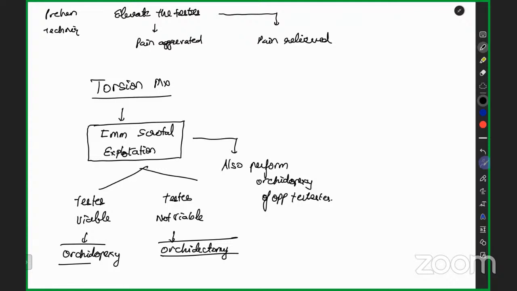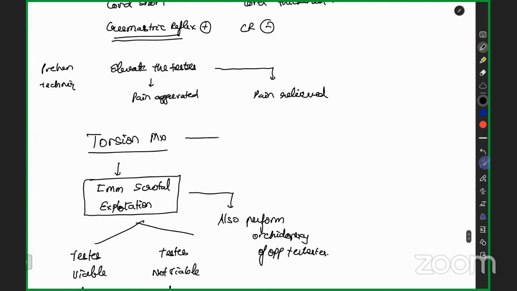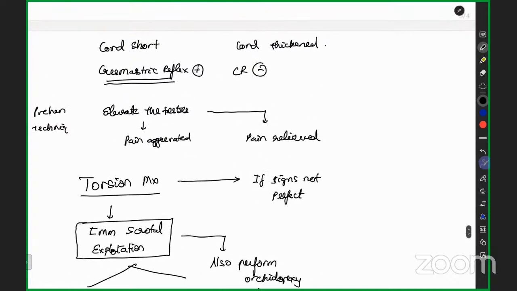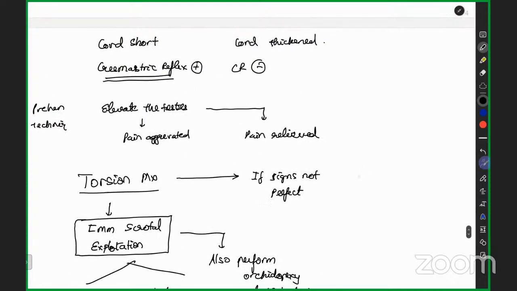Right? Orchidectomy means removal. Now, you are thinking of managing torsion, but unfortunately, the science is not perfect. Science is not perfect. Now what will you do? Because you have to know the difference between epididymo-orchitis, right? Epididymo-orchitis is also a possibility. How do I treat this patient?